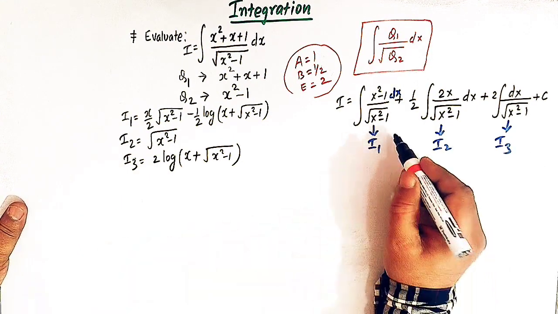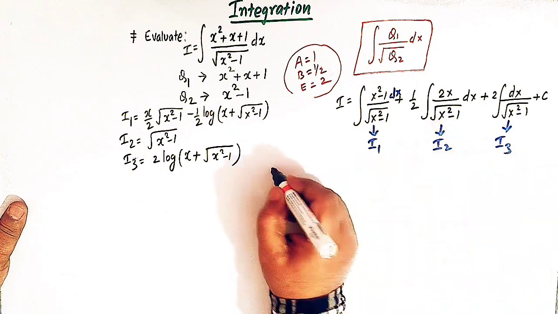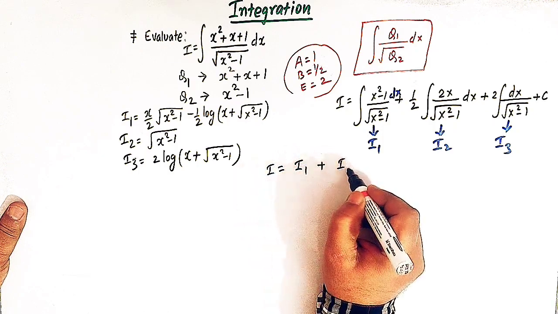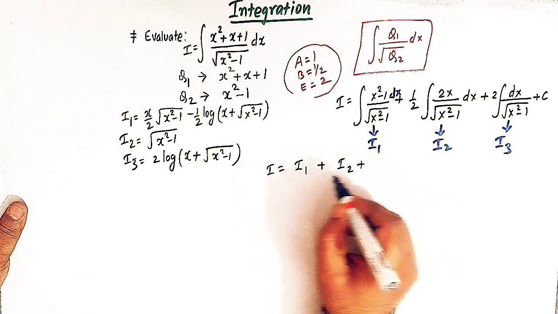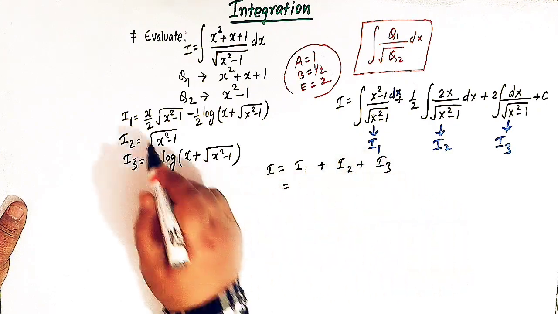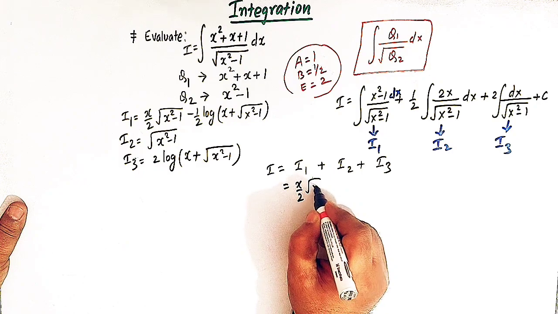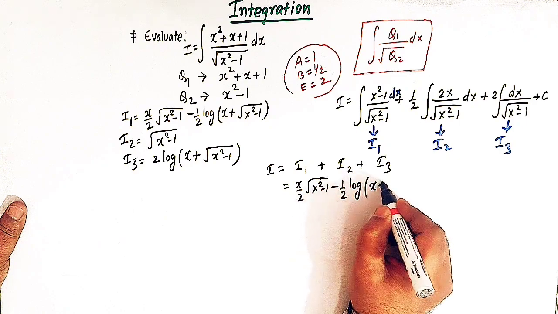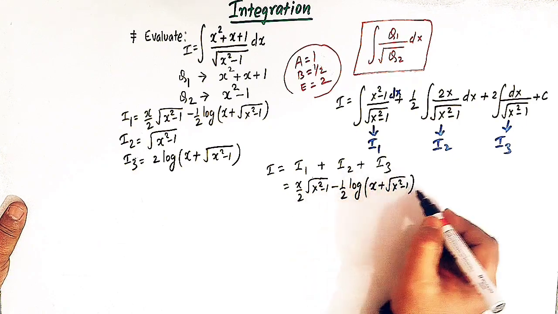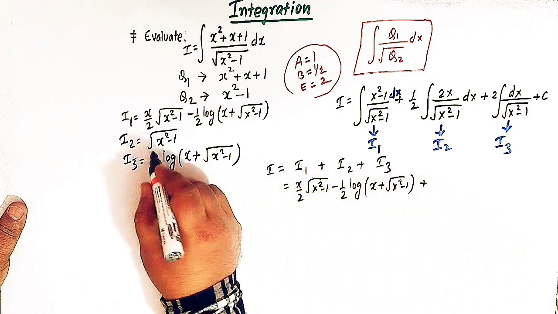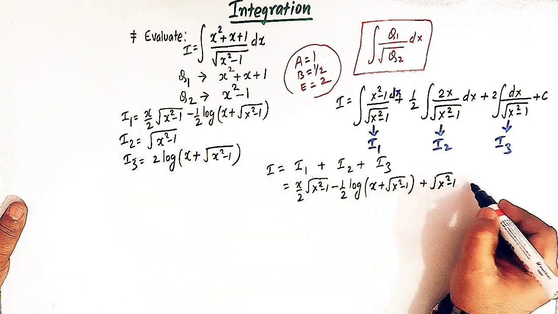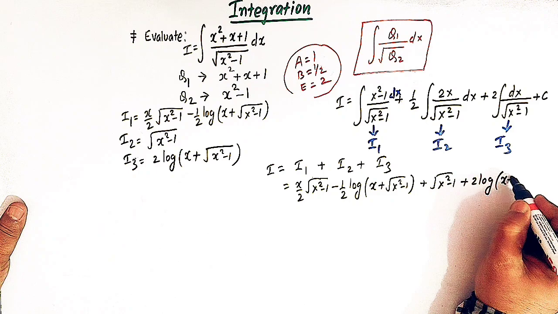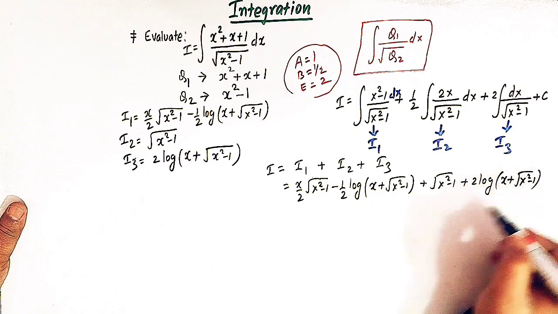So viewers, this is how we can find out the values of I1, I2, I3. So now to get the value of this integral, we can add all these three integrals, that is I1 plus I2 plus I3. So I1 is x over 2 square root of x square minus 1 minus half log of x plus square root of x square minus 1. Then we have I2 is square root of x square minus 1, and then I3 is 2 times log of x plus square root of x square minus 1, right?